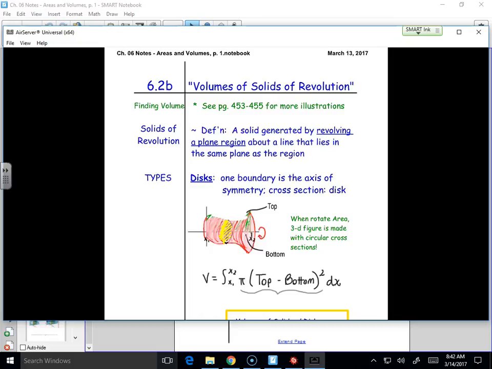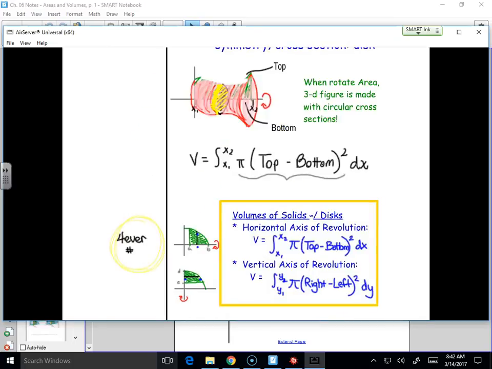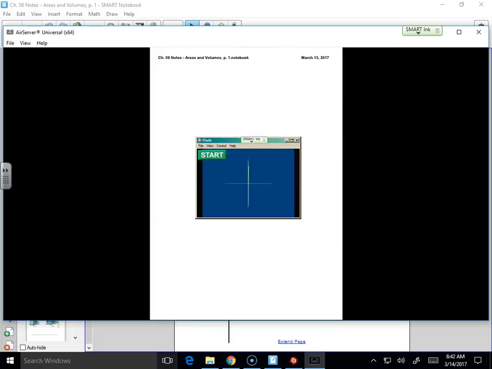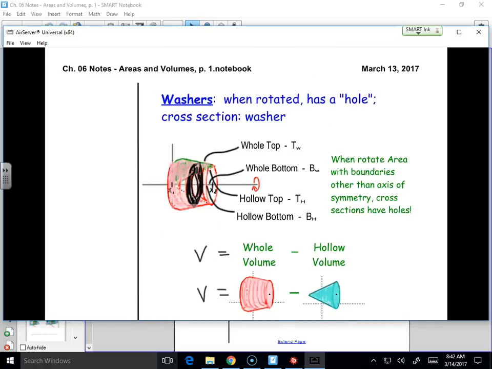What's the difference between this one, which we're going to say needs discs, and you guys have actually a forever card down here, which is going to be forever number 48. What's the difference between this one and this one, which we're going to say needs a washer? What's the difference, guys?